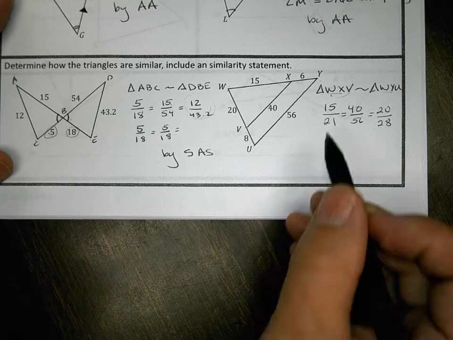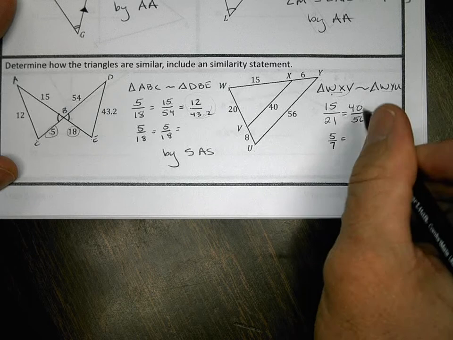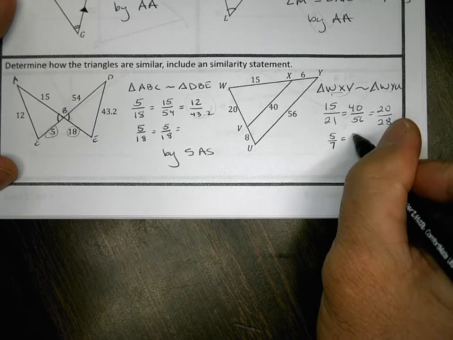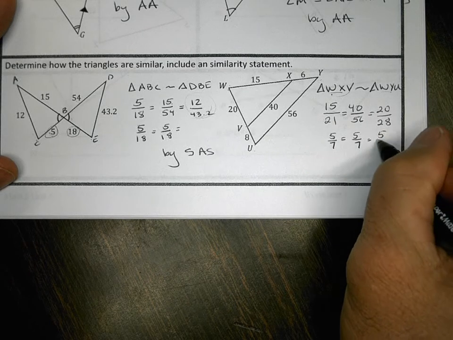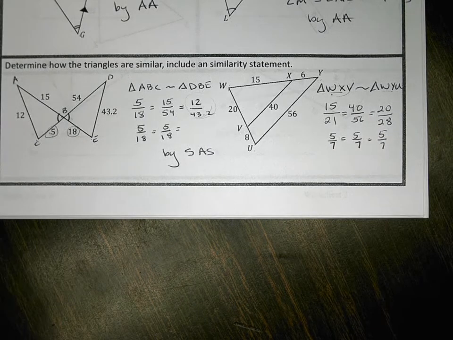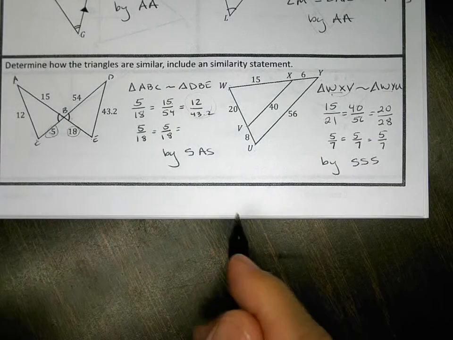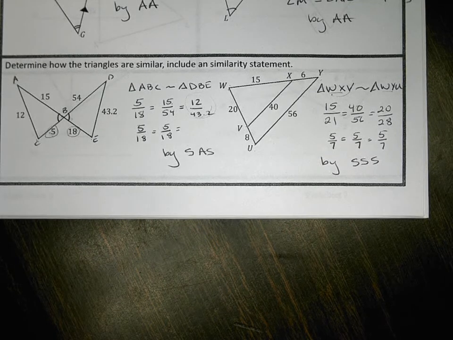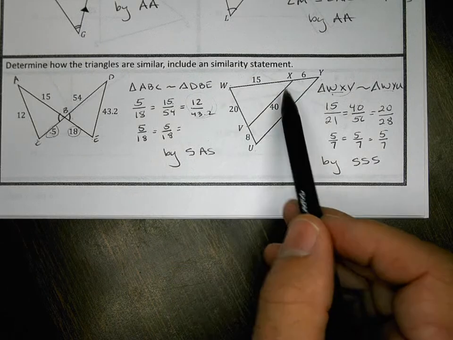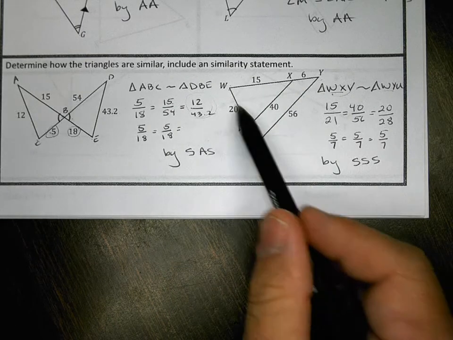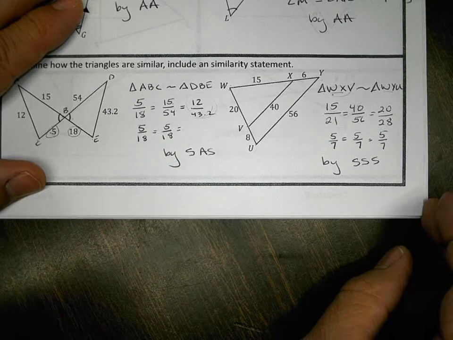When we reduce, 3 goes into both of those. 5/7. 8 goes into both of those. And 4 goes into both of those. So the two triangles are similar by side, side, side. And remember, when we talk about side, side, side, we mean they are proportional. 15 over 21 equals 40 over 56, which equals 20 over 28. They are proportional. Okay, let's turn the page.